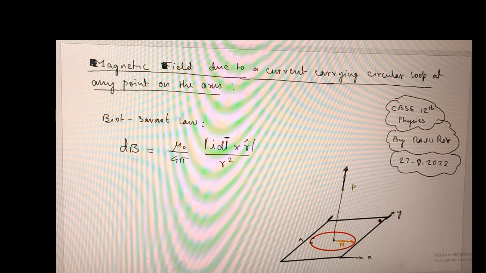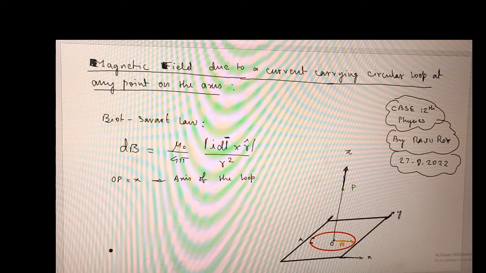Okay, fine. Now you see, this is the loop lying on the xy plane, and this is your z axis. P is lying at a distance from the center O. OP is equal to x distance, and this is the axis of the loop, that is, the current carrying circular loop. OP is equal to x I am taking.